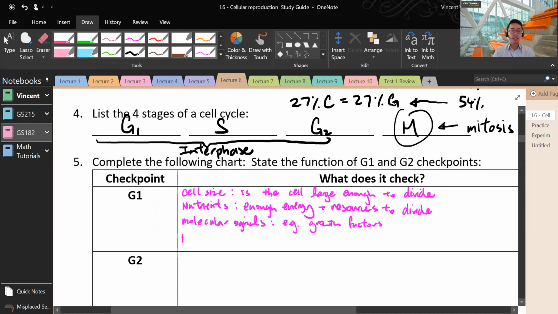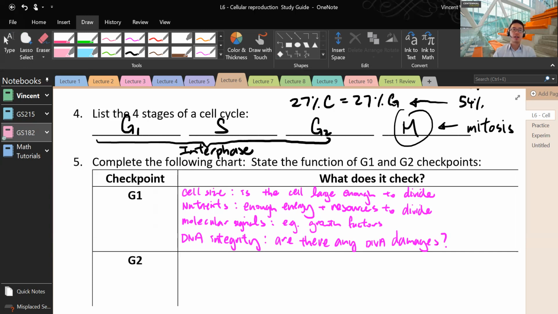And finally, one last thing, we want to check for DNA integrity. Okay, are there any DNA damages? Okay, can they be repaired? Right. If not, then it's not a good idea to divide the cells. You don't want to be copying a cell when there's a lot of errors in the DNA, right?